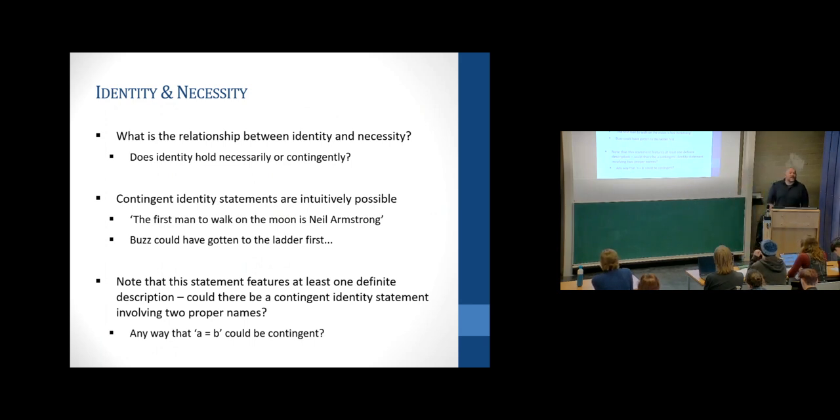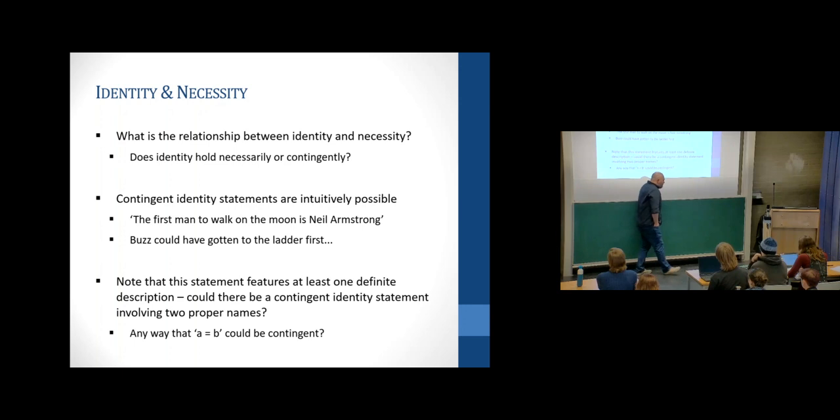It's notable that contingent identity statements seem intuitively plausible. Right? Easy case, the first man to walk on the moon is Neil Armstrong. But you very easily could imagine a situation where Buzz Aldrin gets a little overexcited, shoves Neil out of the way, and jumps out the hatch first. Buzz could have gotten down first. But note that this statement doesn't involve two names. Right? It involves a name and a definite description.